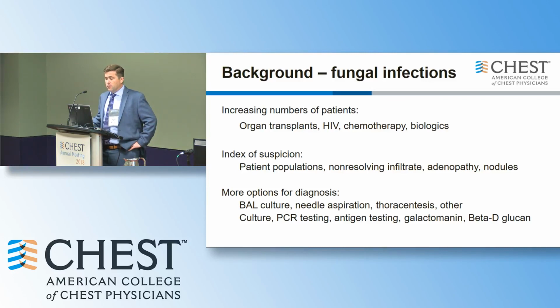There are also many more options for the diagnosis than there used to be. So besides cultures of the alveolar lavage or the pleural fluid and aspirating for organisms through a fine needle aspiration, we can also now have some options with PCR testing or antigen testing, or these assays called galactomannan and beta-D-glucan that we'll talk about.